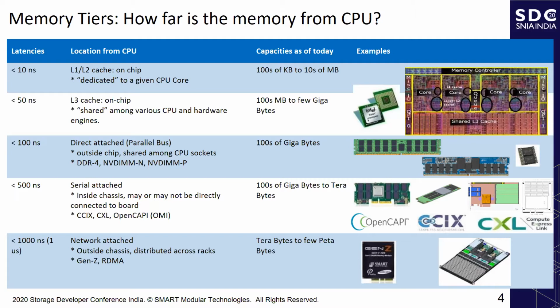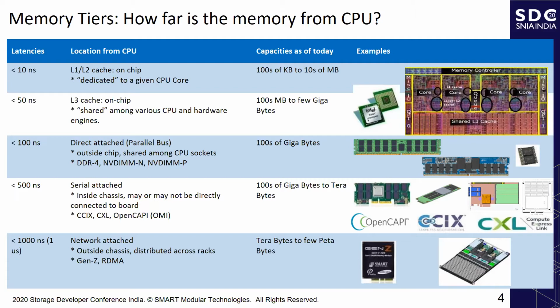This is where memory is attached outside the package on the motherboard, and that's where your parallel interfaces like DDR4, DDR5, and NVDIMMs come into play. These are direct attached memories which run at latencies of hundreds of nanoseconds and provide capacities of hundreds of gigabytes. But with exploding data sets, this is still not sufficient. And as we have seen earlier, the PCB real estate is saturated, so you do not have room to put more DIMM slots on your PCB.